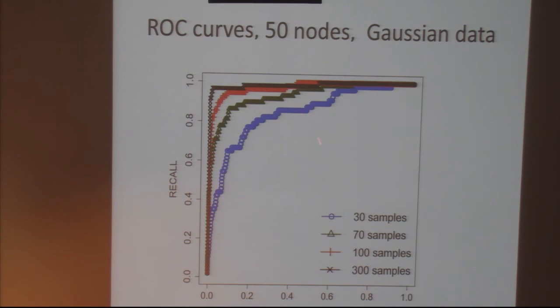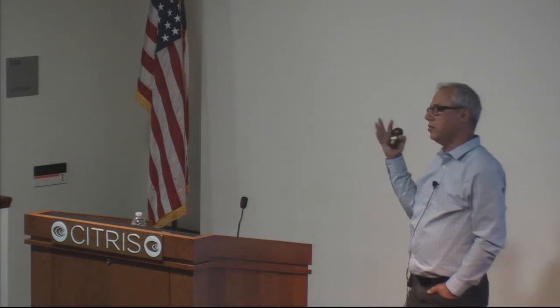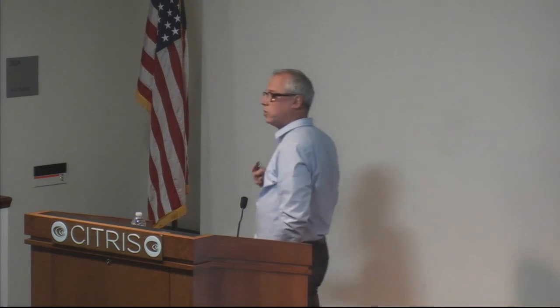50 nodes. If I have fewer samples than nodes, 30 samples, this is the ROC curve. So we're making quite a few errors here. 70 samples is green, 100 samples is red, and 300 samples obviously is enough data to make it very, very clear to the program what the original network looked like.